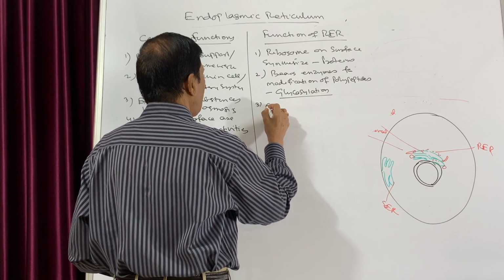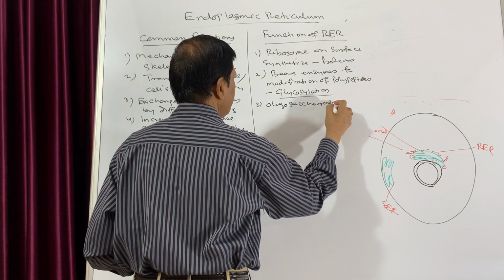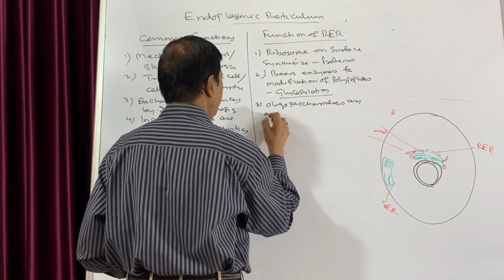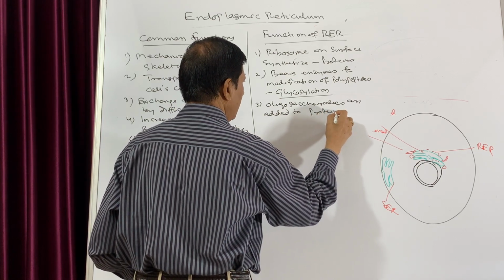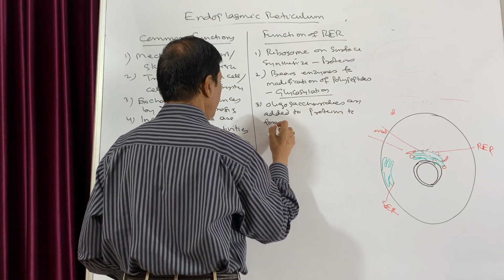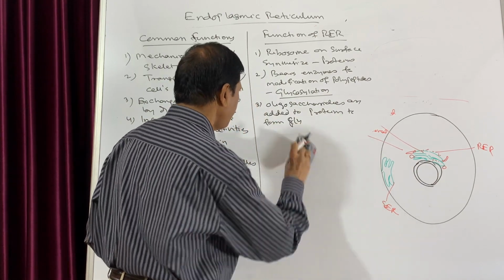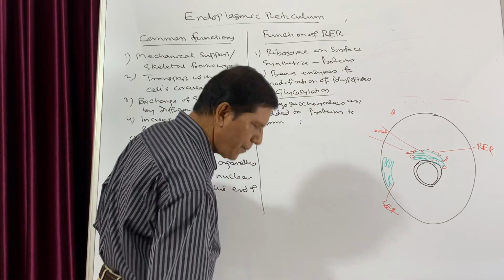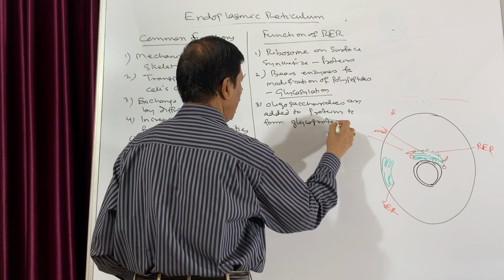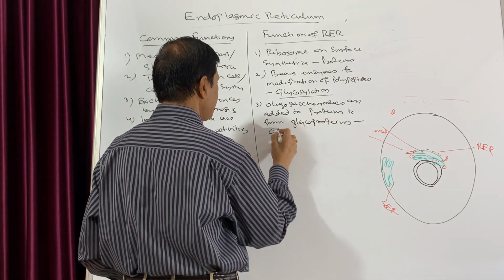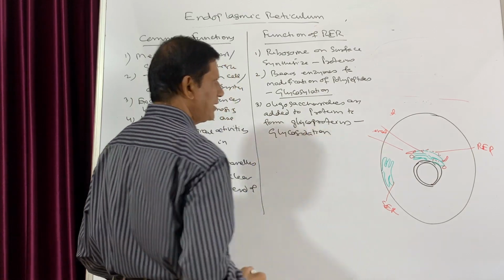Then the oligosaccharides are added to proteins to form glycoproteins. And the process is known as glycosidation. It is known as glycosidation.